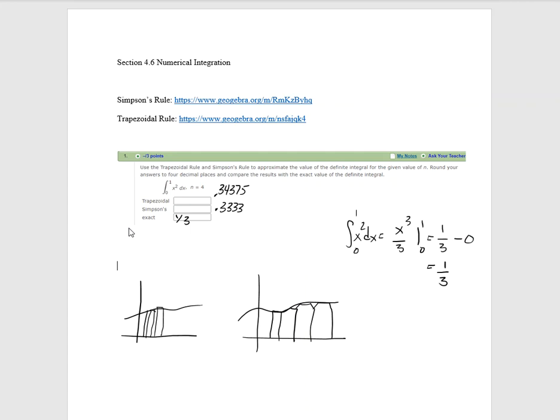This is a short, quick one, but we're not going to compute these by hand. We're going to let GeoGebra handle that for us, just like we did for upper and lower sums eventually.